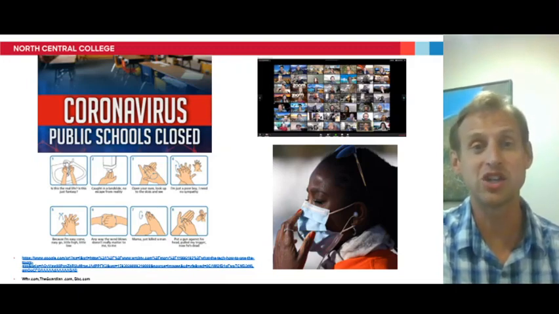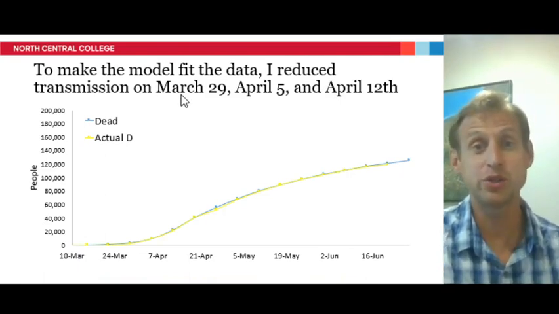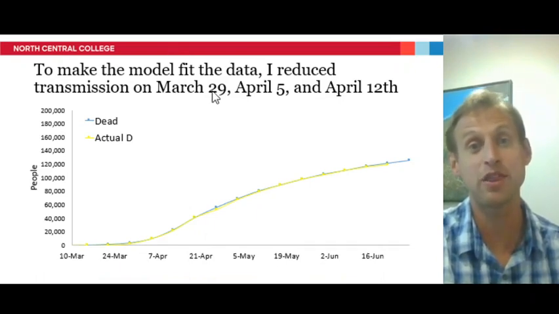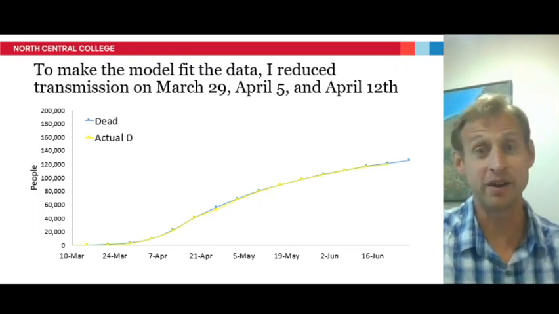So what did all of these changes in behavior do to the epidemic of coronavirus? Well, what I did is I reduced the transmission parameter on several dates in order to get the model to fit the data. I reduced it on March 29th, on April 5th, and on April 12th. And you can see when I did that, the yellow line and the blue line, so my model and the actual data, fit very, very well. Okay, so my model's explaining it with a reduced transmission parameter.